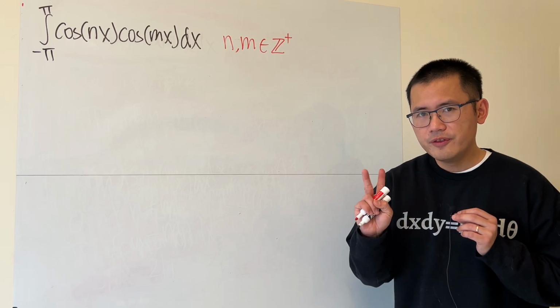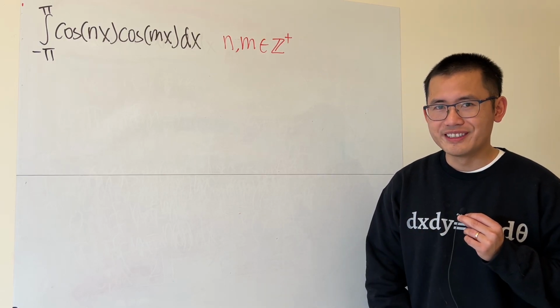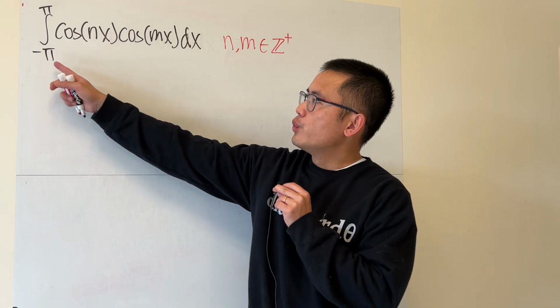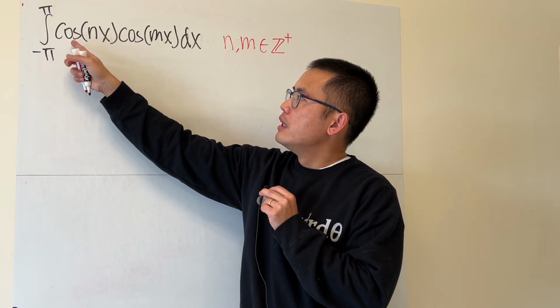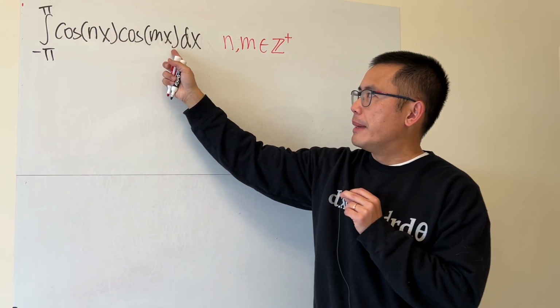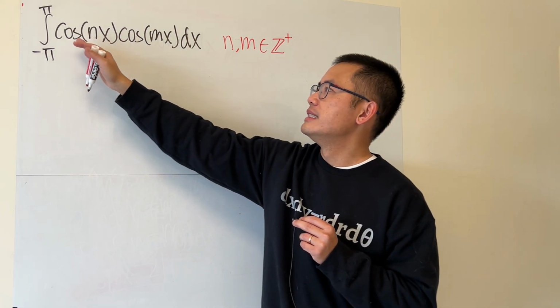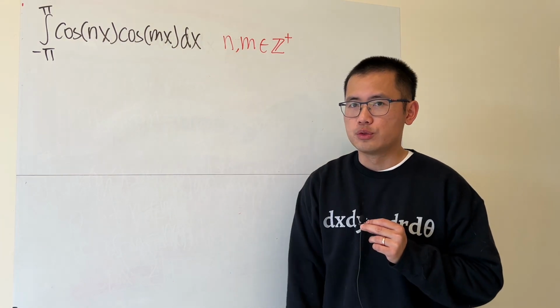Okay, let's talk about two very important integrals if you're doing Fourier series. The first one is we go from negative pi to pi of cosine of nx times cosine of mx. And the other one is the sine version. Let's take care of this one first.